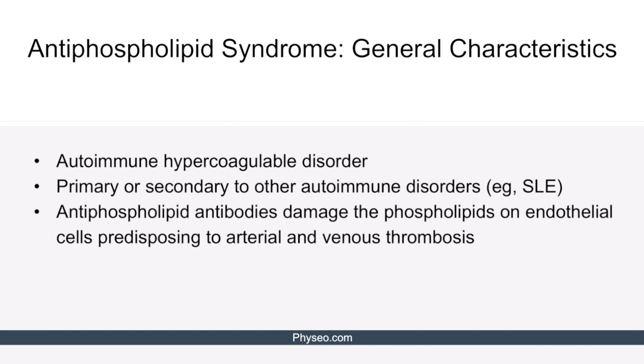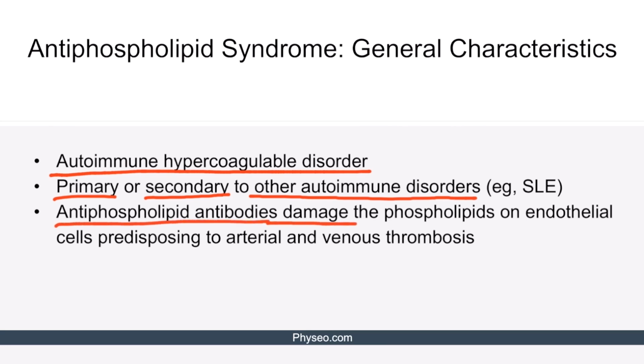Antiphospholipid syndrome is an autoimmune hypercoagulable disorder. It can be primary or secondary to other autoimmune disorders such as systemic lupus erythematosus. As the name implies, antiphospholipid antibodies damage the phospholipids on the endothelial cells, predisposing to arterial and venous thrombosis.